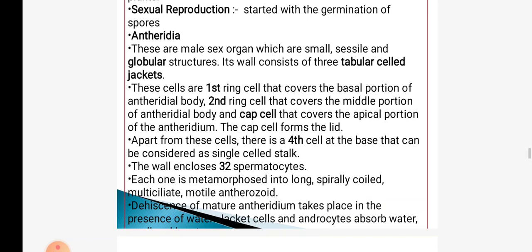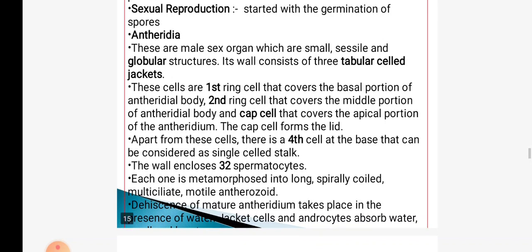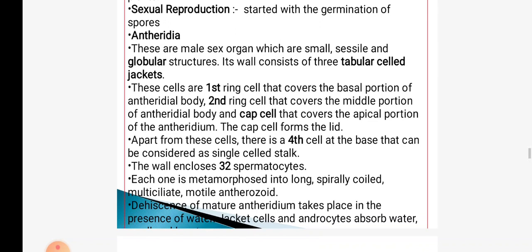The cap cell forms the lid-like structure. It is covering-like structure. Apart from these cells, there is a fourth cell at the base that can be considered as a single cell stalk. The antheridium encloses 32 spermatocytes. Each one is metamorphosed into long spiral coiled multiciliate motile antherozoid. So spermatocytes form antherozoids.